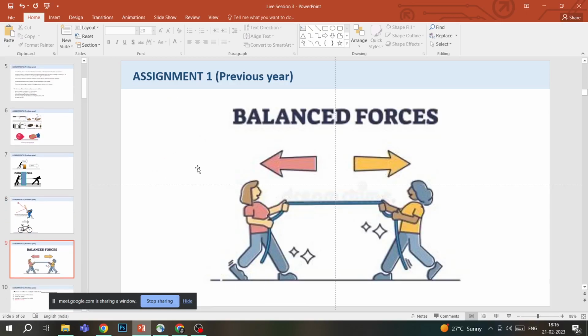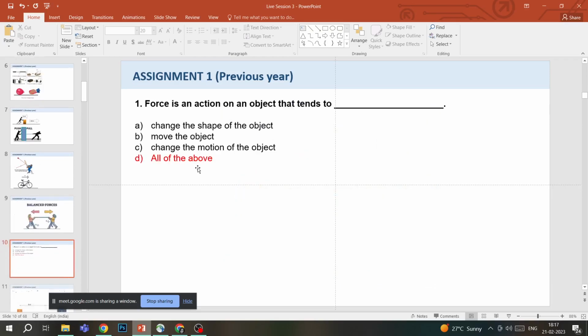And this is just a graphic regarding balanced forces, where two people are pushing and pulling together. The forces are balanced and the rope is neither moving this way nor that way, it's just in the center, and it's a very tensioned rope. There is tension in this rope and it is being balanced out here. So the answer is all of the above. It can change the shape of the object, it can move the object, it can change the motion of the object.